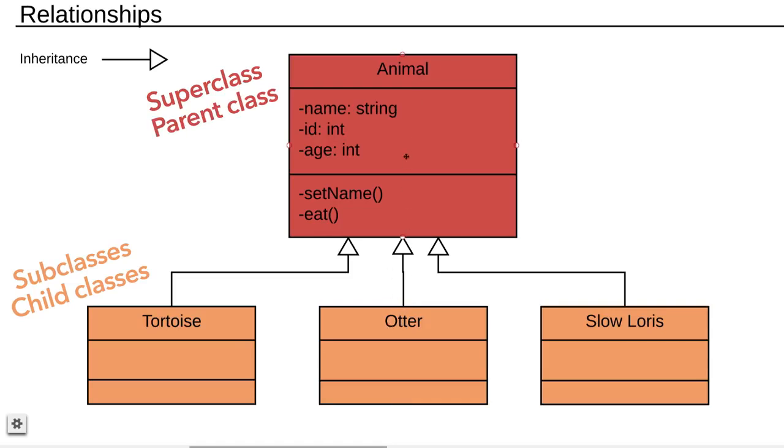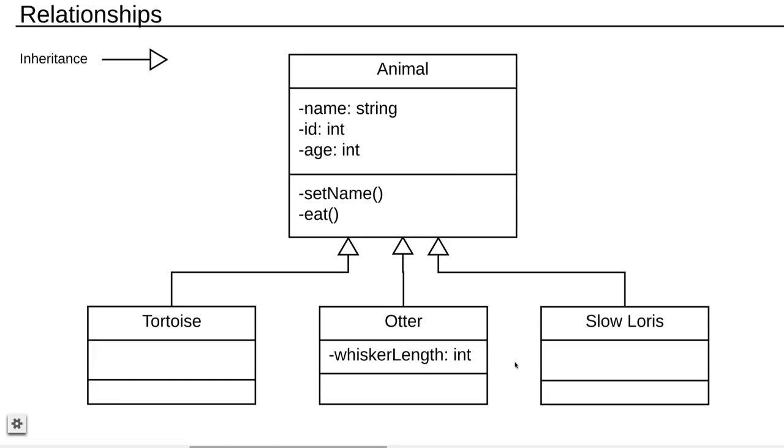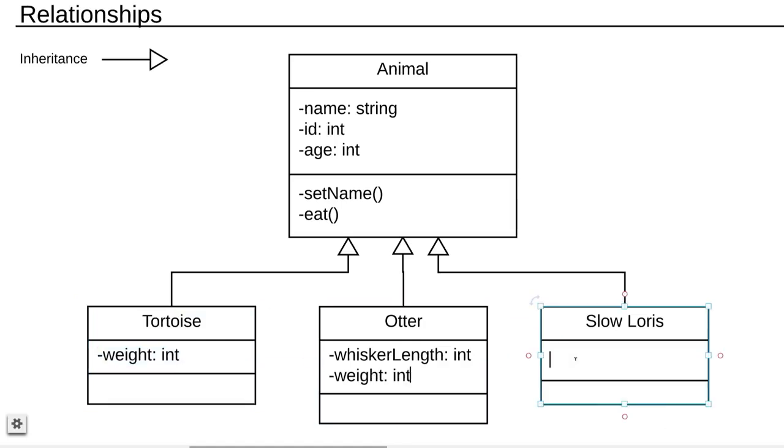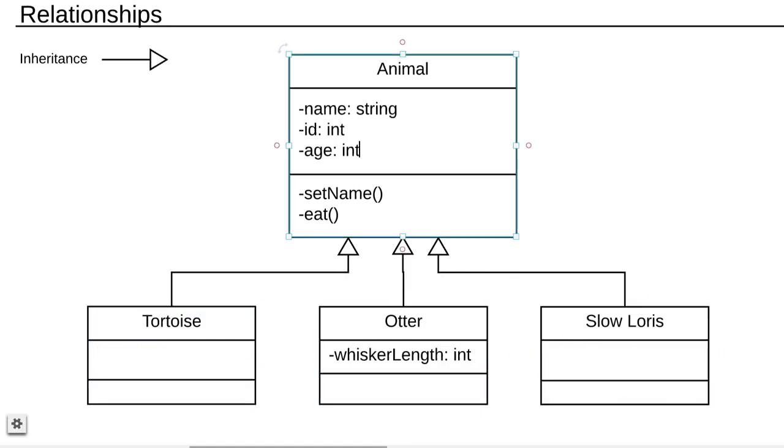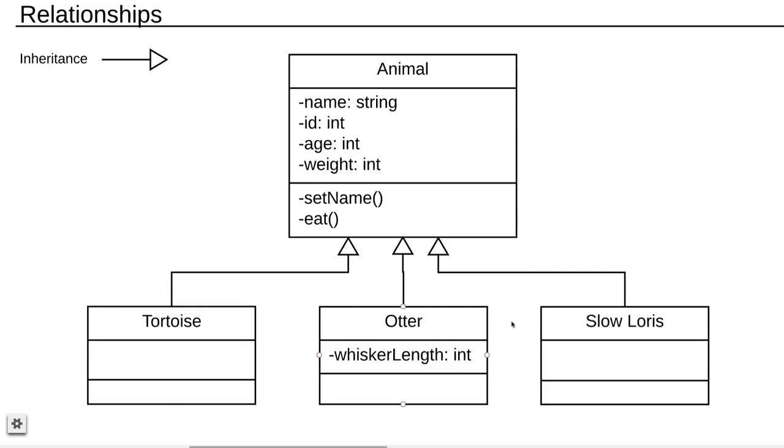So our otter class is going to inherit the attributes of name, age, and ID. And then we could add an attribute specific to otter like whisker length. One of the advantages of inheritance is that if we wanted to change or add an attribute for all animals, we wouldn't have to go in and make that change to tortoise, and then otter, and then slow loris. We could just make the change to the animal class and it applies across all subclasses.